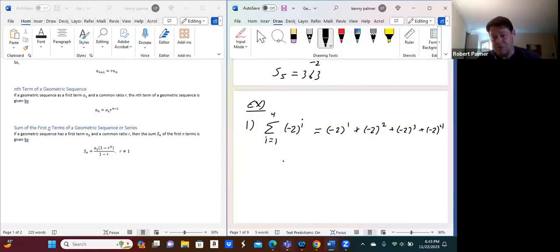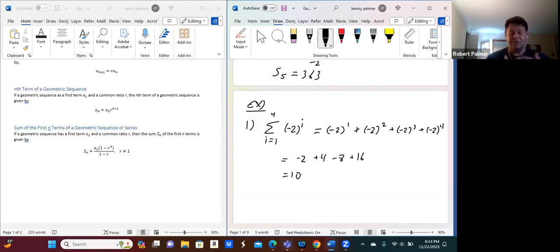Okay. Now, of course, you look at this. Negative 2 to the first is negative 2. Negative 2 squared is positive 4. Negative 2 cubed is negative 8. And then negative 2 to the 4th is positive 16. Now, if we combine all those together, we have negative 2 plus 4, I'm sorry, negative 2 and positive 4 is positive 2. Minus 8 is negative 6, plus 16. This turns out to be 10.